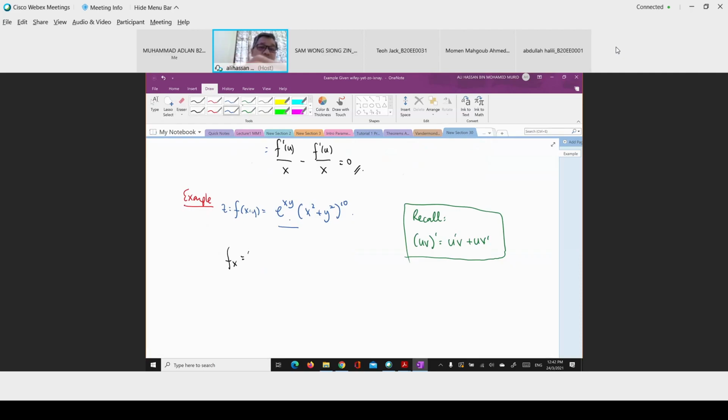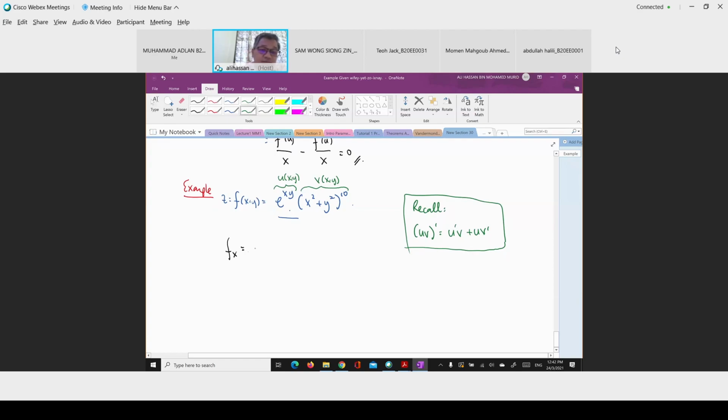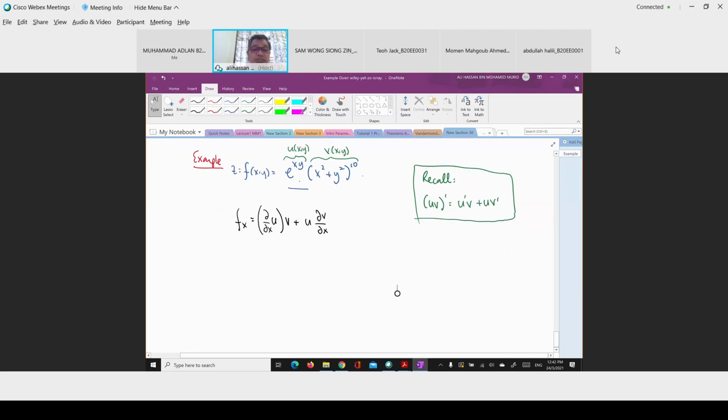Here, u is a function of x, y, and the second function here is v of x, y. For partial derivatives, we do not use prime. We use partial derivative symbols. First we differentiate u, and then multiply that by v, and then plus u times partial v partial x. So this is actually the product rule, but instead of using prime, we use the partial derivative symbols here.